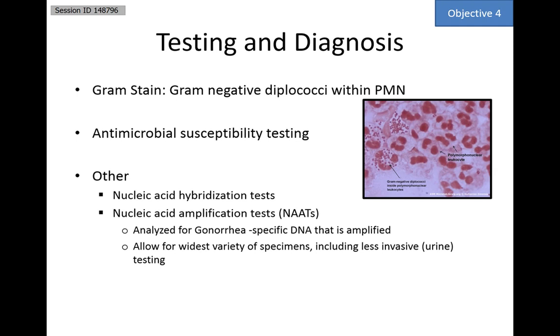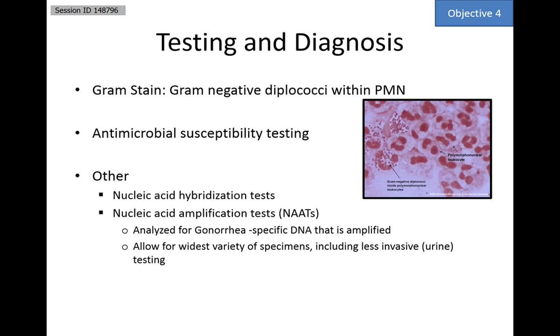Antimicrobial susceptibility can be done using a culture. And this is important in gonorrhea, as we are going to be talking about treatment and monitoring of the susceptibility pattern in the United States, because using a culture is really helpful in identifying which antibiotics are susceptible.